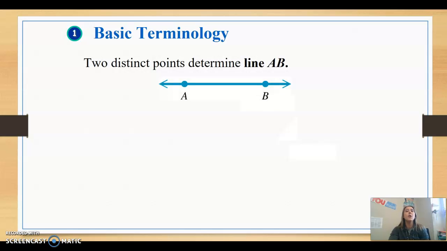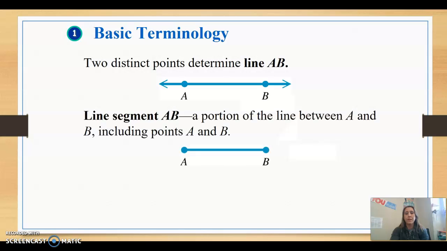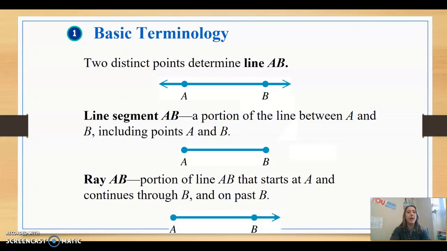So again, 2 distinct points determine a line, A, B. The line segment is from A to B, just from A to B, points A and B. A ray is a directional line where it starts at a point and then goes forever. So it is directional. You're going to want to hit pause and get this in.